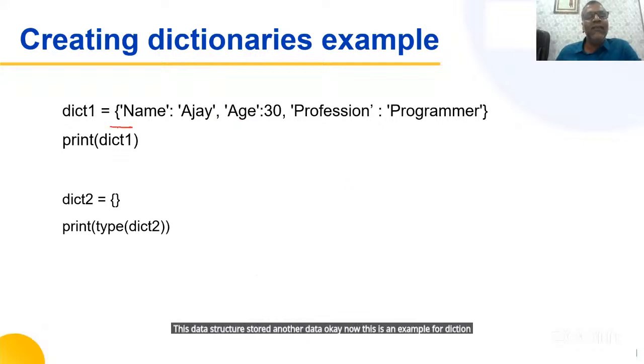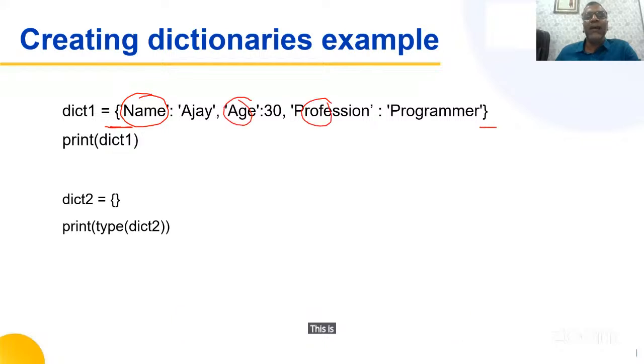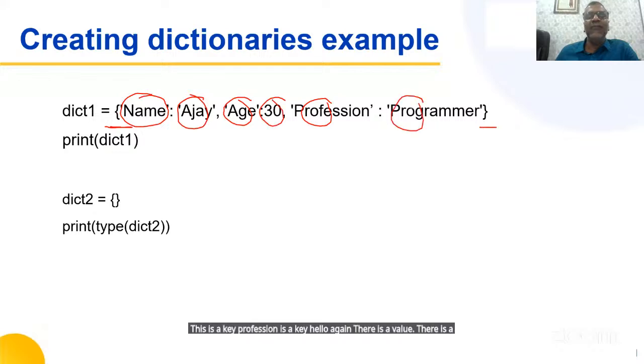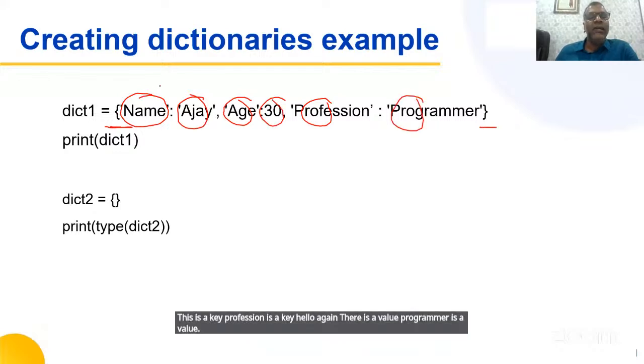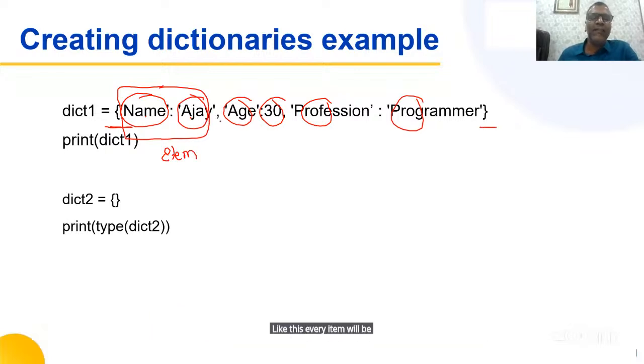A dictionary can be created with open curly braces and closed curly braces, where name is a key, age is a key, profession is a key. Ajay, 30, and programmer are values. The combination of name and Ajay is called an item. Every item will be separated by a comma, which creates a dictionary for us.